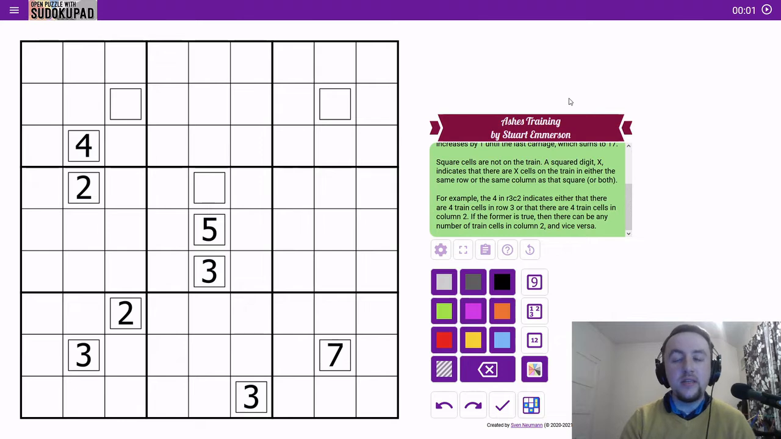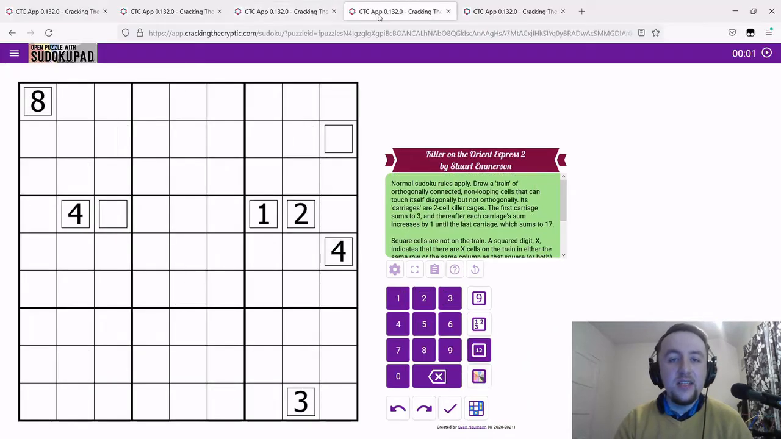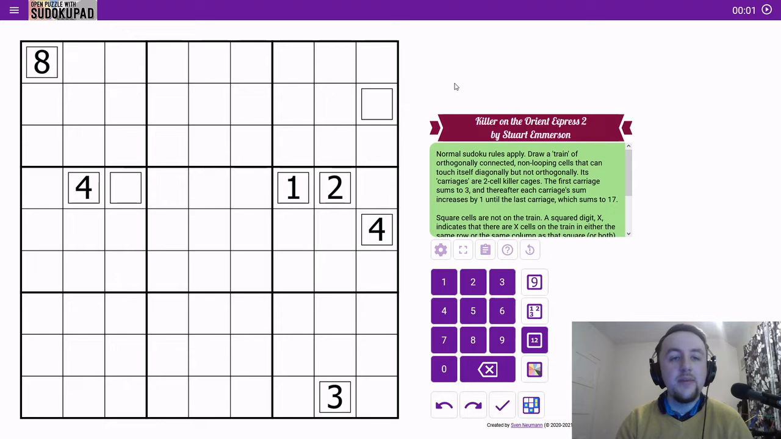It's the only one that isn't called Killer on the Orient Express. I was quite pleased with the title Killer on the Orient Express. It's certainly not my worst. As for Ash's Training, maybe you'll see why it's called Ash's Training when I get round to this solve. This one, exactly the same again.